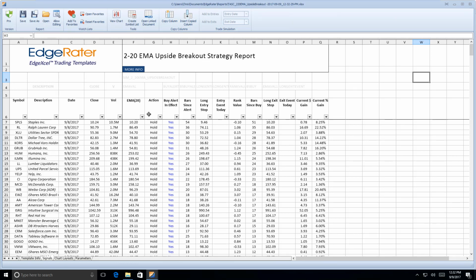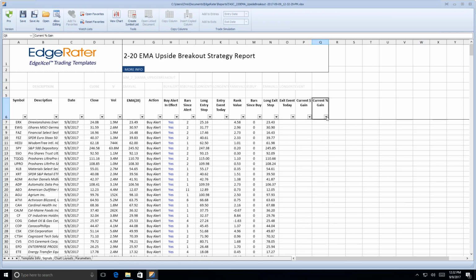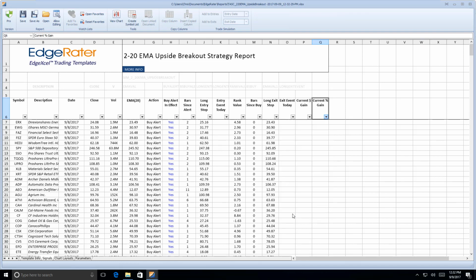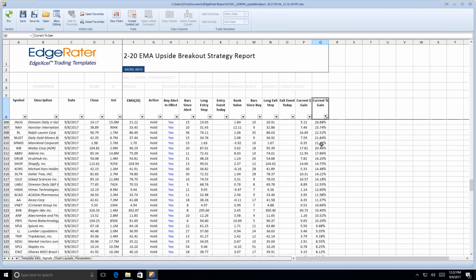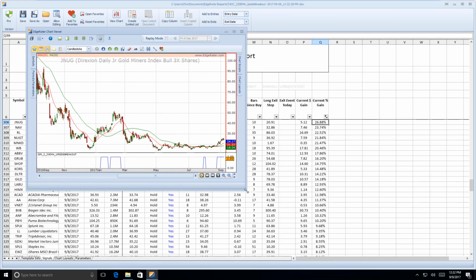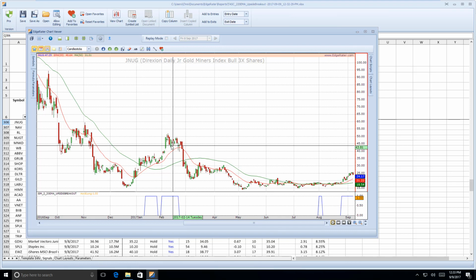So here are the currently open trades, and I'm going to sort by percent gain so we'll get the biggest gains at the top of the list. I'll filter out all of the blanks, the ones that aren't currently in a trade. And we can see now, let's double click on one of these and take a look at the chart. So first of all, we're looking at JNUG. Remember, the chart is as follows.